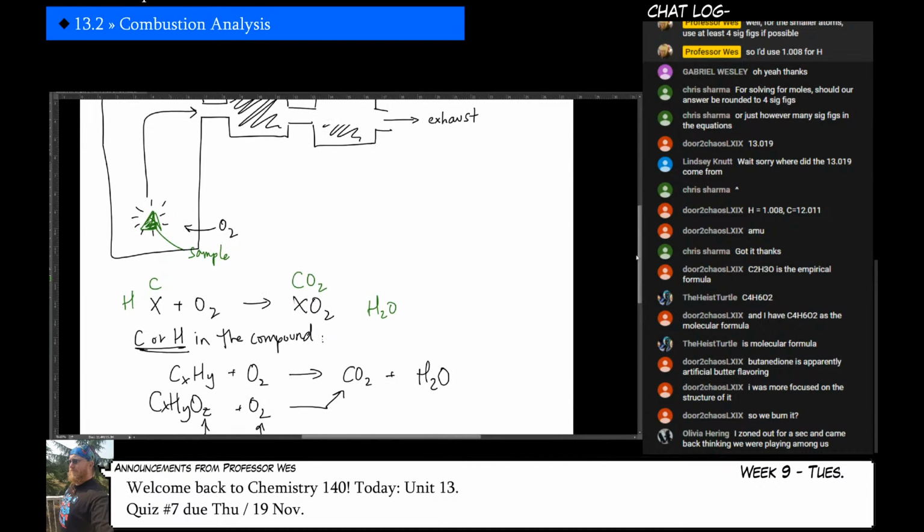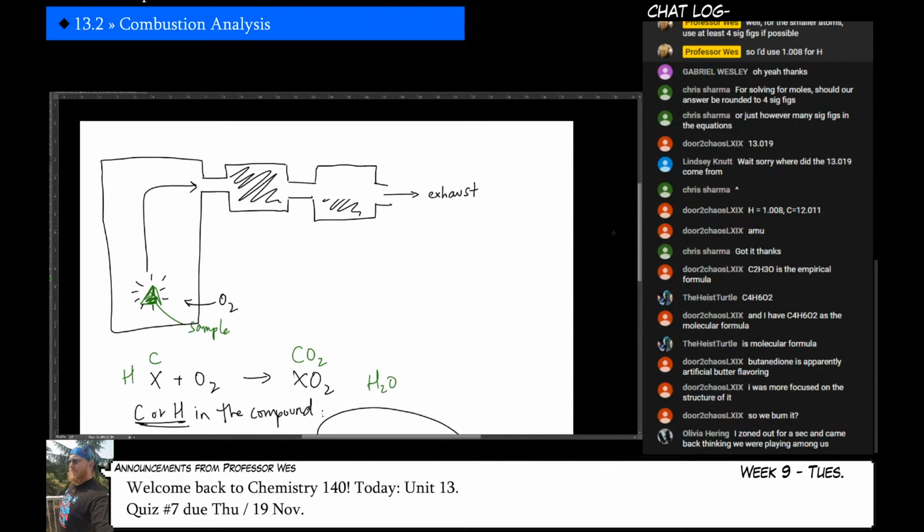Okay, so now that I know that those are the products that I'm going to get from my combustion, how the heck do I figure out what's in there? Okay, well, my sample has... Let's suppose that it's a hydrocarbon. It's got C and H in it. So when it combusts, I'm going to make CO2 and H2O.